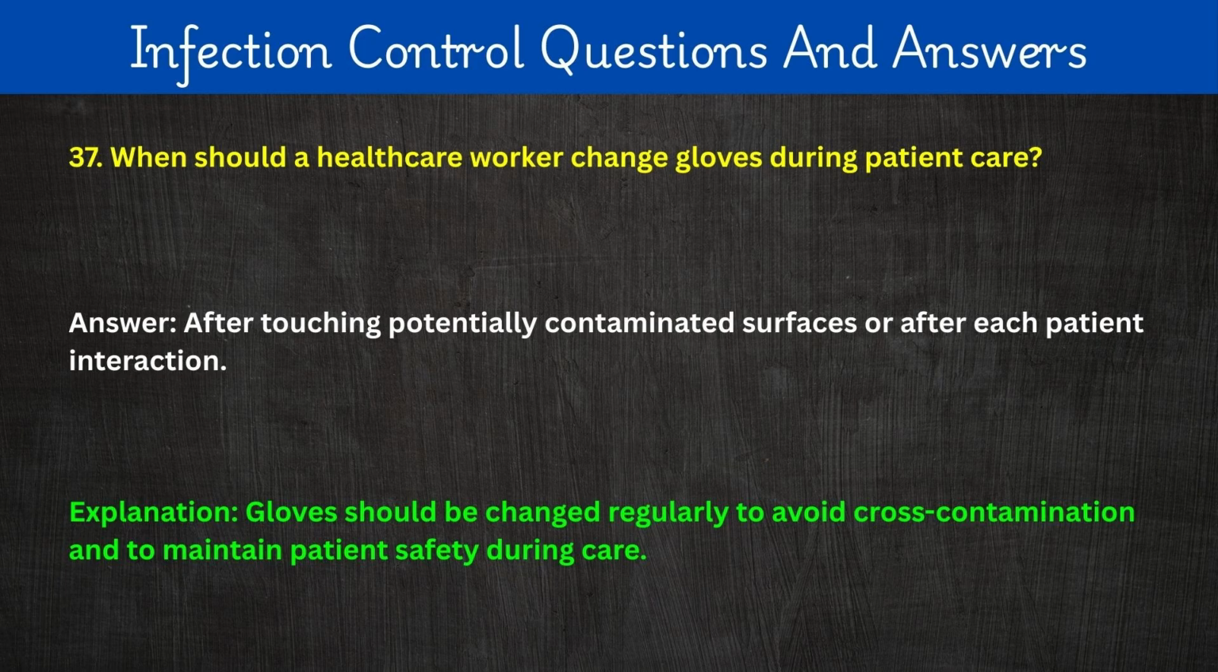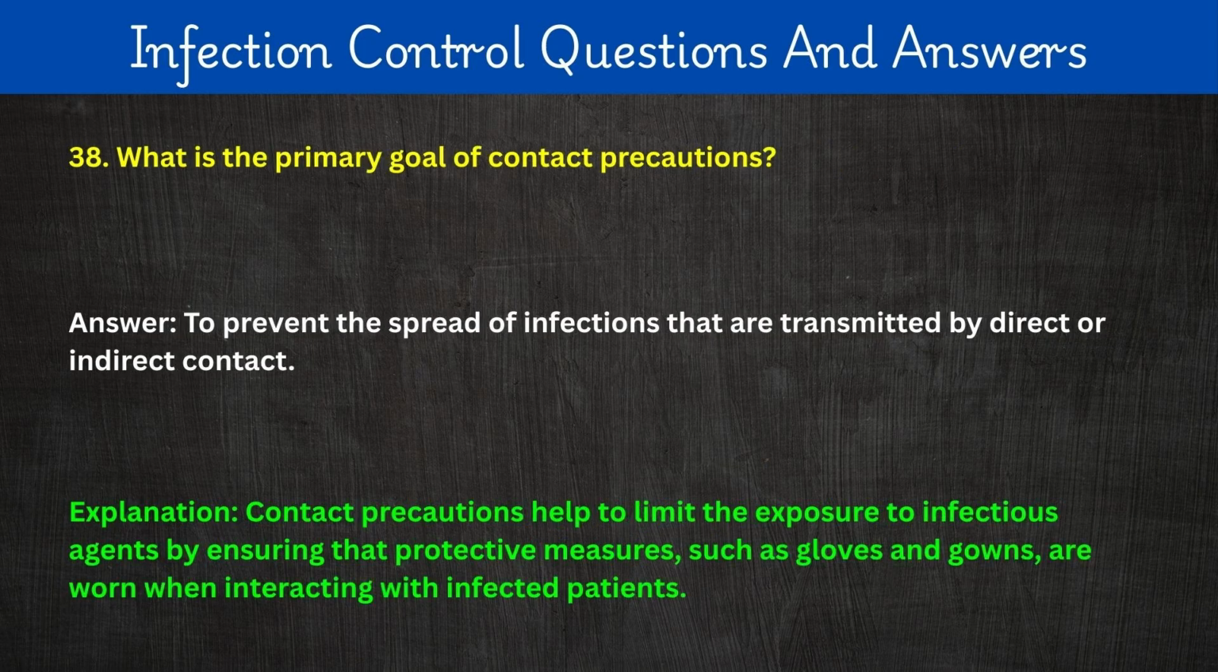37. When should a healthcare worker change gloves during patient care? Answer: after touching potentially contaminated surfaces or after each patient interaction. Explanation: gloves should be changed regularly to avoid cross-contamination and to maintain patient safety during care. 38. What is the primary goal of contact precautions? Answer: to prevent the spread of infections that are transmitted by direct or indirect contact. Explanation: contact precautions help to limit the exposure to infectious agents by ensuring that protective measures, such as gloves and gowns, are worn when interacting with infected patients.